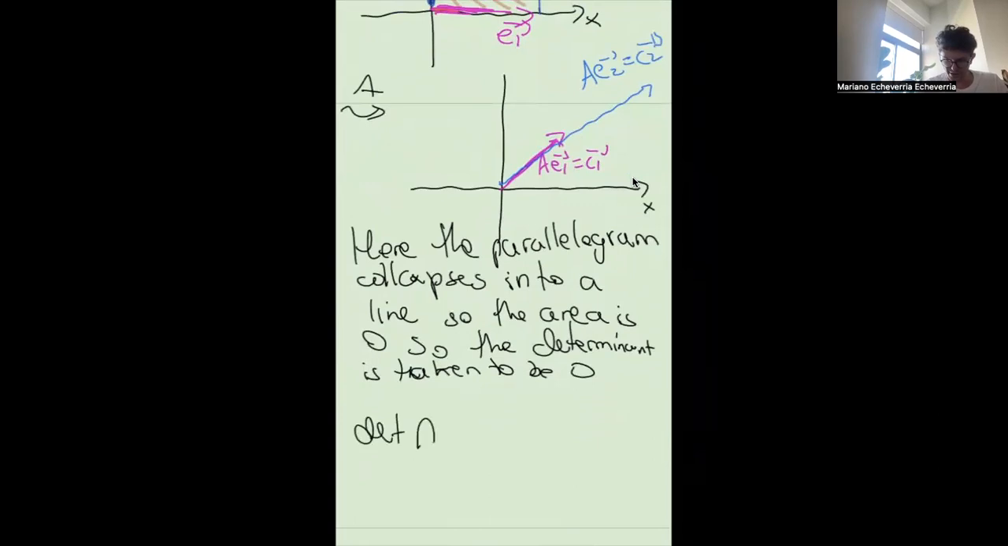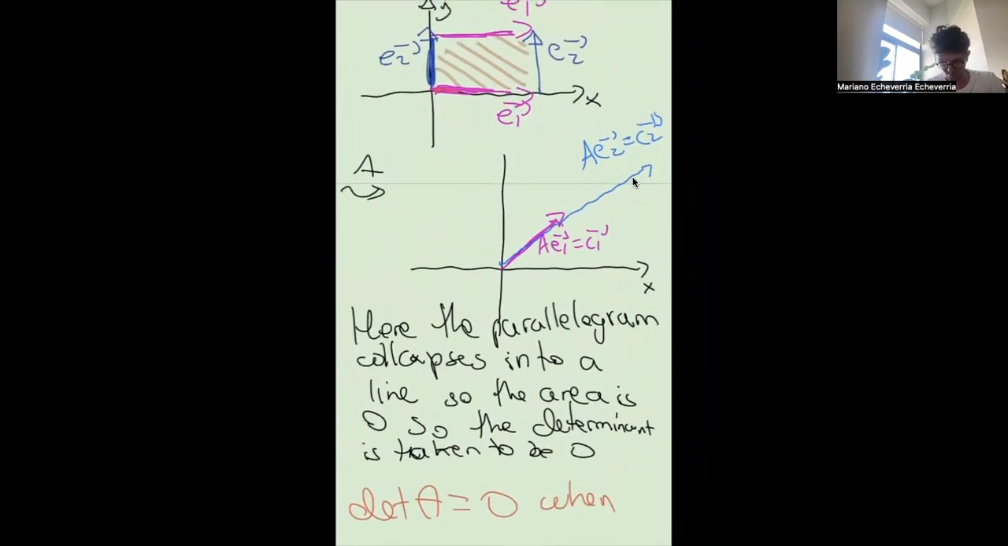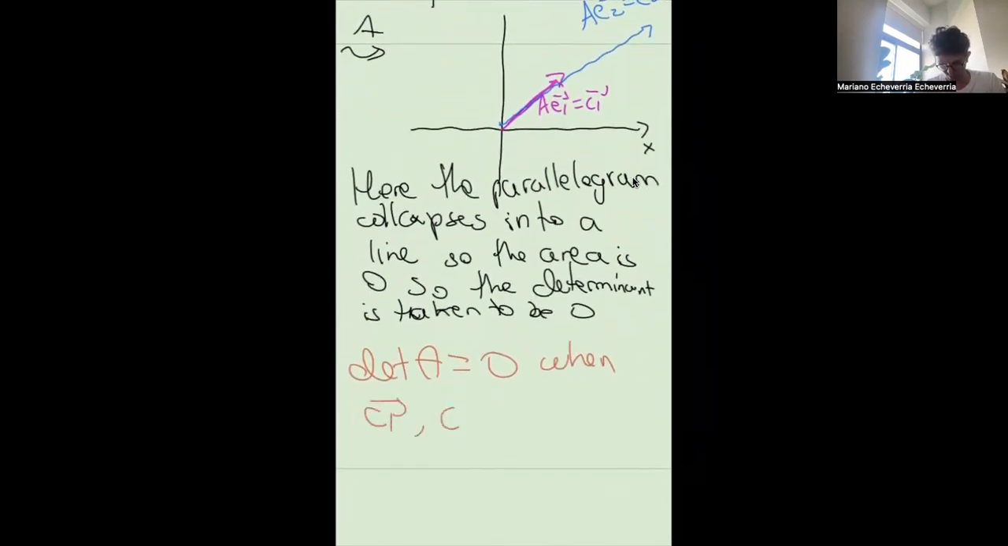So the determinant of A equals 0 when C1 and C2 are on the same line. Is that making sense?